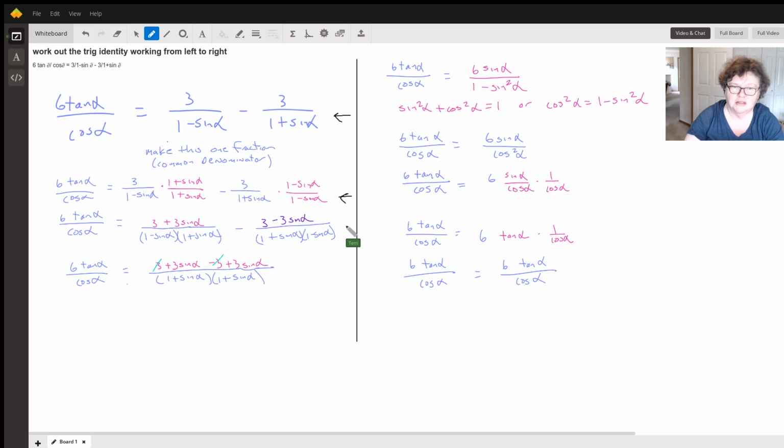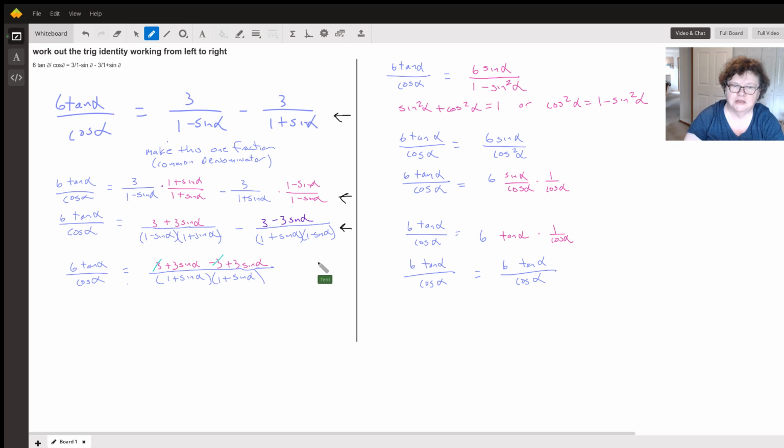Then the next step, just like with all fractions, is to multiply out the tops. I distributed the 3 to the 1 and the 3 to the sine alpha, and that's how I got 3 plus 3 sine alpha. On the other one, I multiplied by 3 also. Notice I didn't multiply out the bottoms yet. I'm going to, but I'm just going to keep it like that on the bottom.